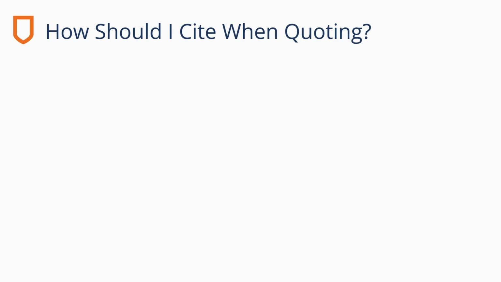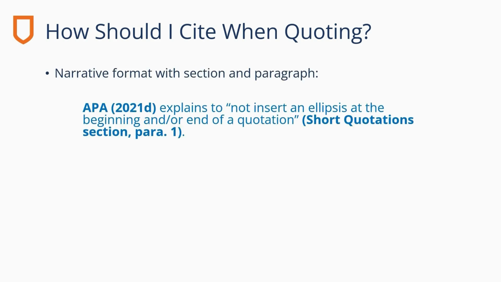Here are some examples. This first one shows narrative format, with the author and date embedded in the grammar of the sentence, followed by the quote. APA 2021d explains, then the quote, and then a parenthetical citation is given at the end to show where the quote came from. We have a section name, followed by a comma and a paragraph number.